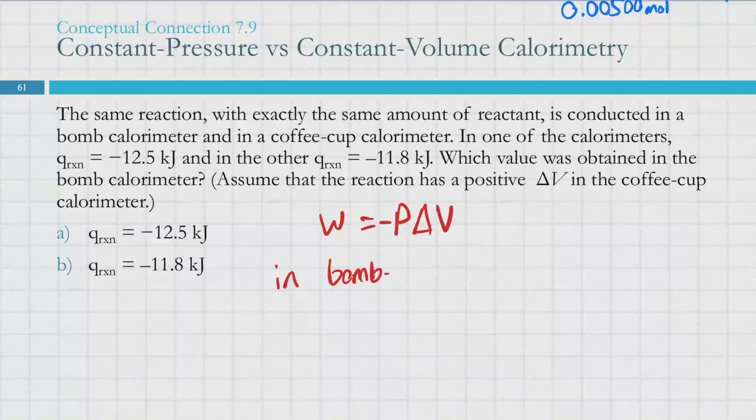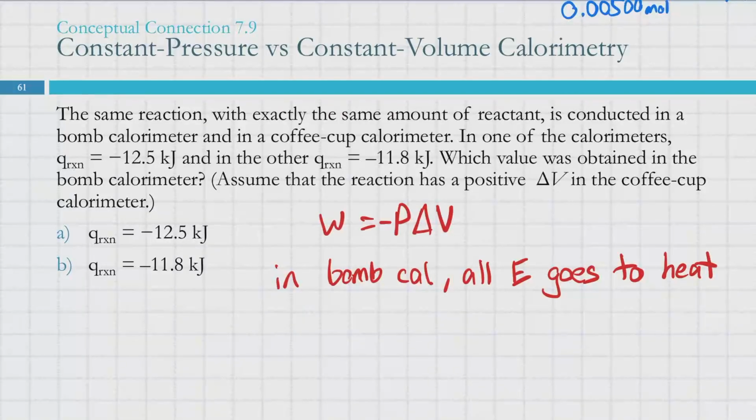So in the bomb calorimeter, all energy goes to heat. Because we've confined it to a space that's not able to expand, all of its energy goes into heat. So we capture all of its energy as heat.